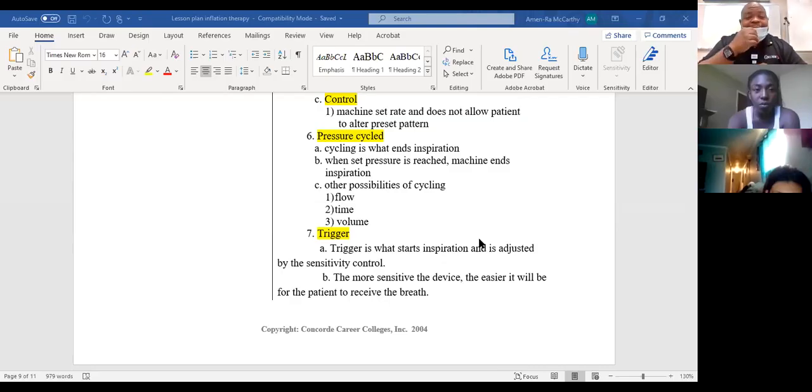All right. So for instance, if I set Mr. Johnson on IPPB and I set him on 25 centimeters of water pressure, when he sucks the breath, he's going to pull on it and it's going to trigger that breath. He's just going to let it fill him up. And as he's filling it up, the machine is reading the pressure in the lungs. As that pressure gets to 25, boom, it's going to stop. As soon as it gets to 25, the whole breath stops, okay? Because that's what I have it set on.